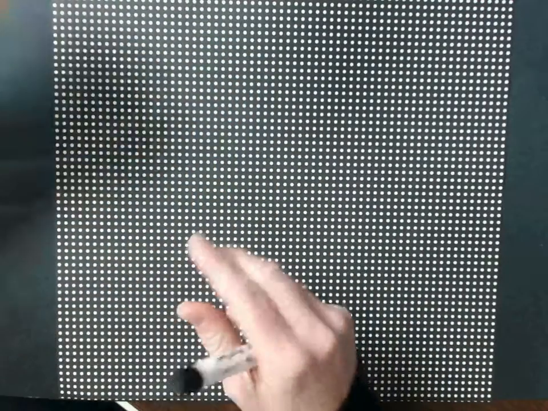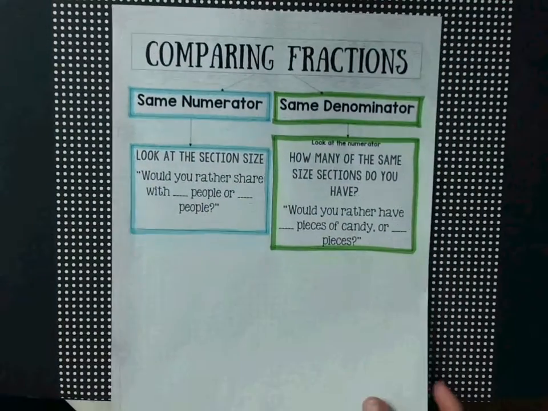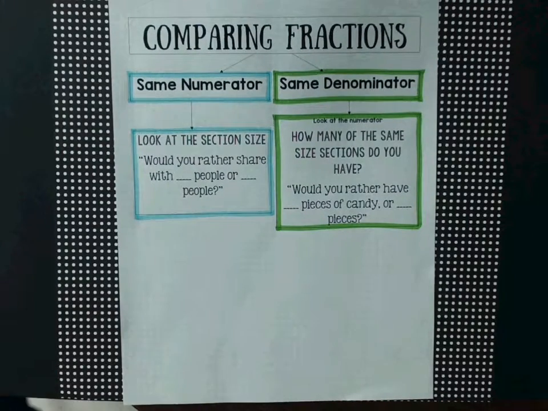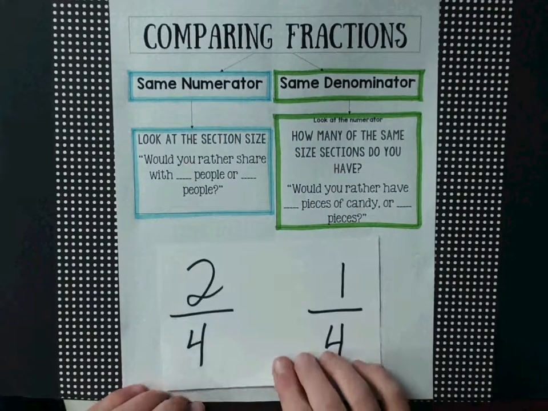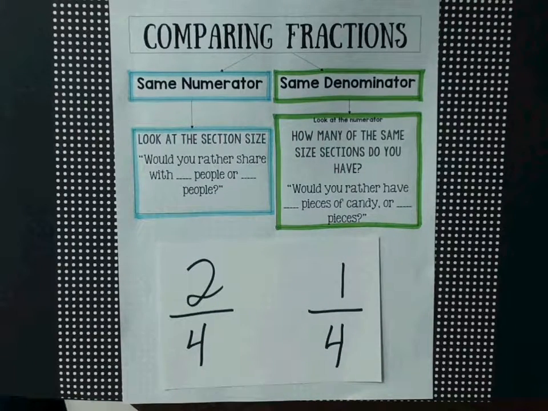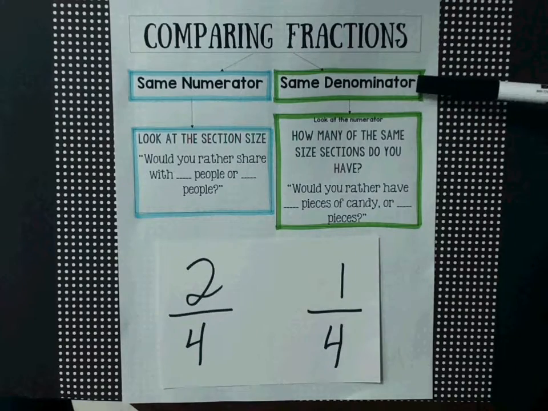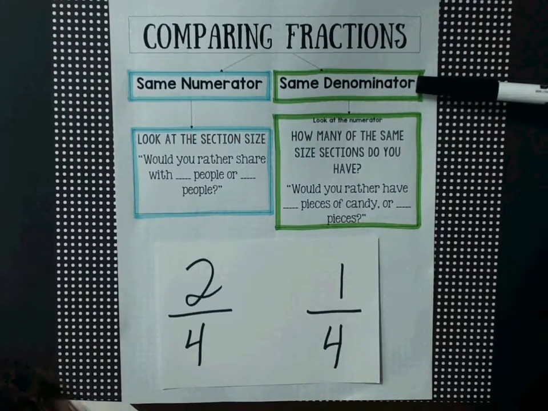In 3rd grade, you will only see fractions with the same numerator or the same denominator. So these are the two strategies that we can use when we're comparing fractions. When you have something like this, you can see that the denominator is the same. The bottom number is the same. So if your denominator is the same, you're going to choose the same denominator strategy.